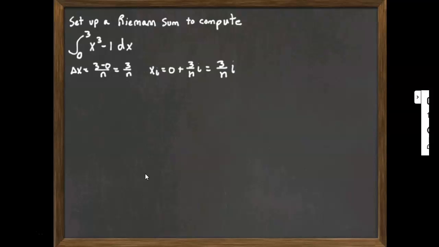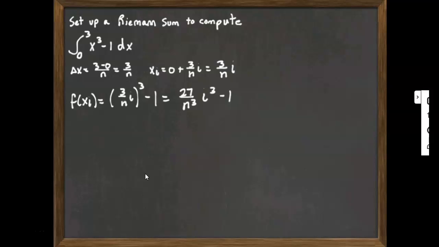Okay. And then we take that xi and we plug it into our function. Our function is x cubed minus 1, so it would be (3 over n i) cubed minus 1. We go ahead and simplify. 3 becomes 27, n becomes n cubed, i cubed minus 1.